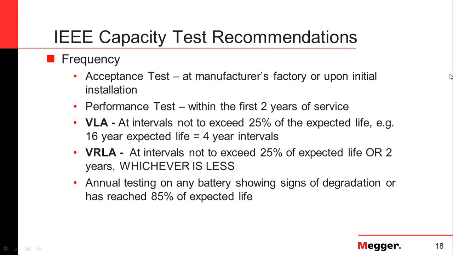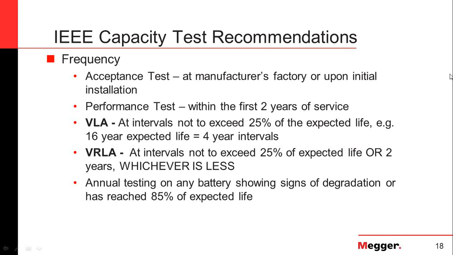So, and actually that's what this slide gets into, with the ohmic value, yeah, you're going to want to do that at a minimum annually. I mean, for vented lead acid, definitely you're going to want to do that annually, and for the valve regulated lead acid, you're going to want to do that quarterly. But for vented lead acid batteries, you're going to want to do the test within the first 2 years of service, and then you'll want to continue to do tests every 25% of the expected life.